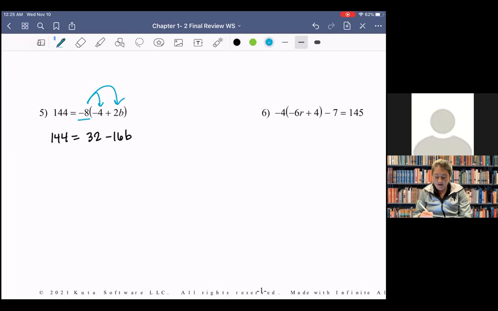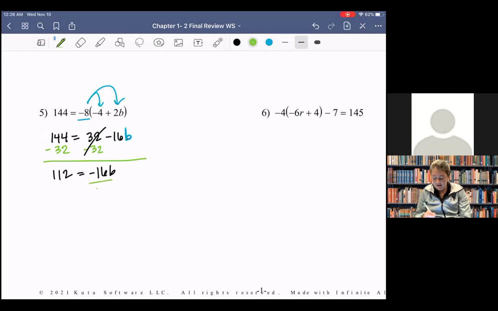Okay, so the thing I'm trying to solve for is this b right here. Looks like it's being multiplied by -16. There's also this 32 hanging out in the front. I'd like this 32 to move. It's a positive 32 right now, so I'm going to subtract 32 from both sides. Okay, 144 minus 32 is going to be 112. Let me think about that for a second. Yeah, 112 equals, so now 32 minus 32 is gone, so I'm just left with that -16b.